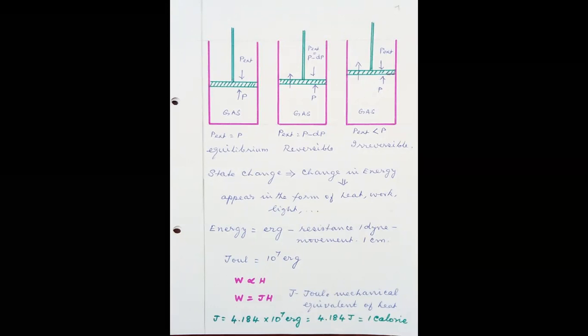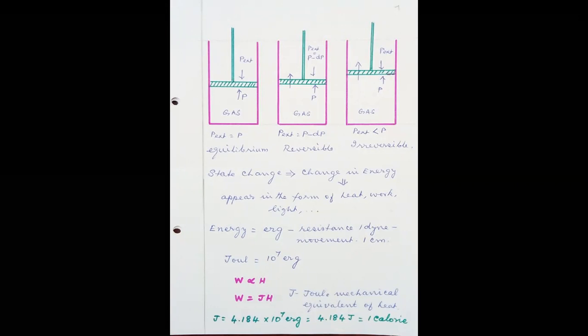So there is a state change. When the change in state is observed, there is a change in energy also. This change in energy appears in the form of heat, work, light, and so on. And that will manifest in any form of energy. So heat is a form of energy, work is a form of energy, light is a form of energy, sound is a form of energy, even material deformation is also a form of energy.